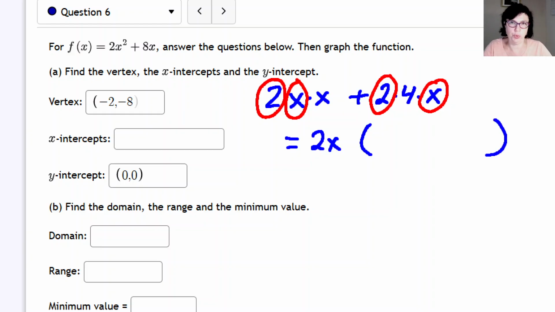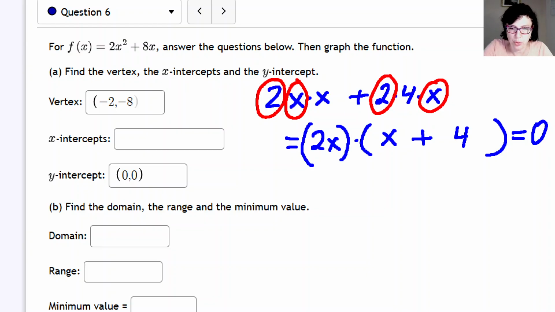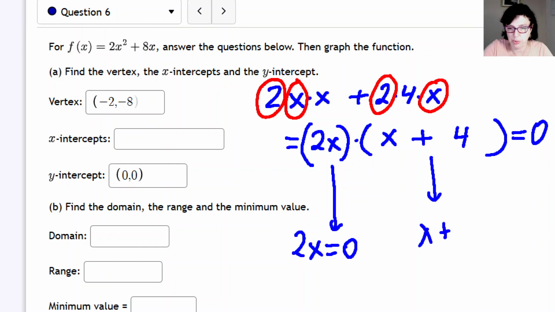We can go ahead and take that out. And then in parentheses, we're going to write what's left. From the first term, once you take out 2 and x, the other x will be left, plus the second term, you take out 2 and x, and 4 will be left, okay? Once you do that, you're going to make this equal to 0 and use the zero factor property. What does that mean? Well, you're going to have two factors here, 2x and x plus 4. If you have two numbers that are multiplied, give you 0, that means either one of them is 0, which means 2x is equal to 0, or x plus 4 equals 0.